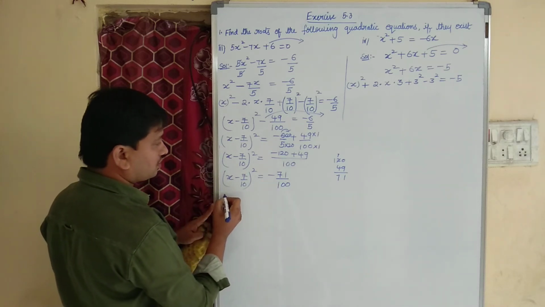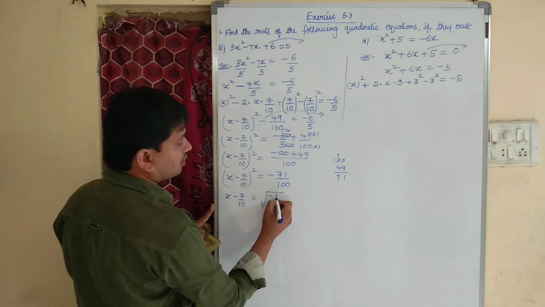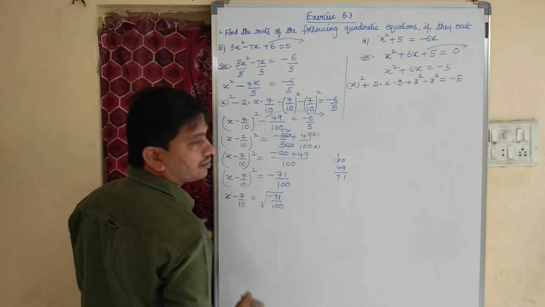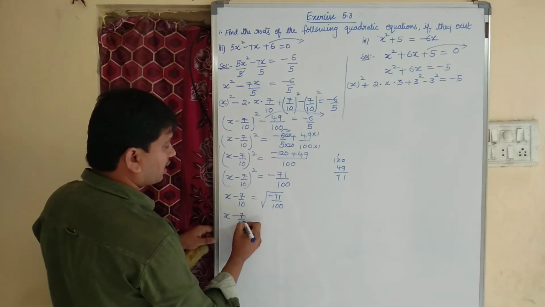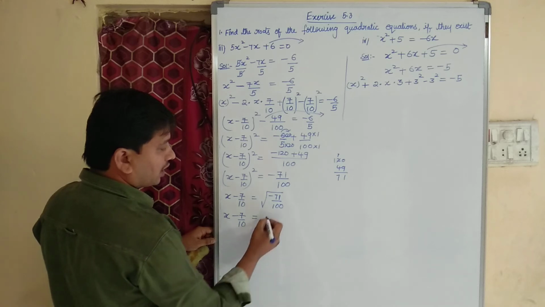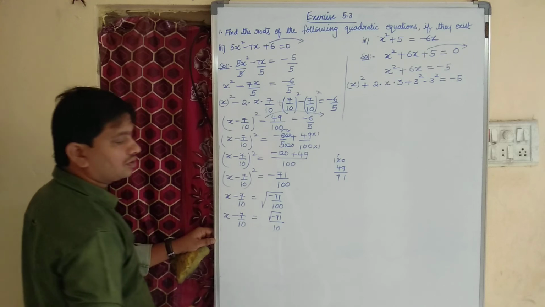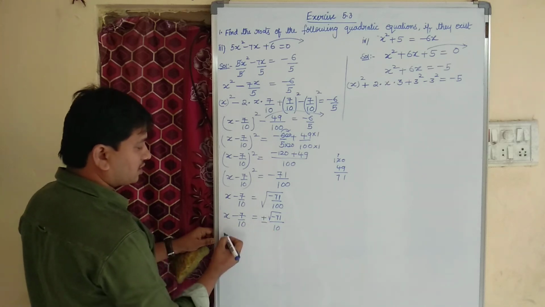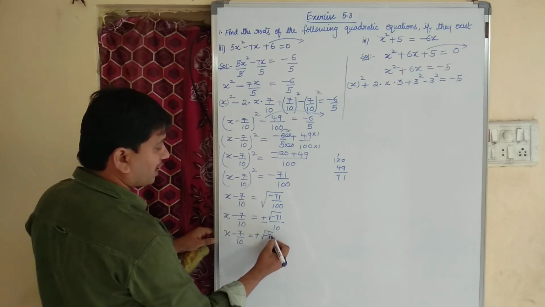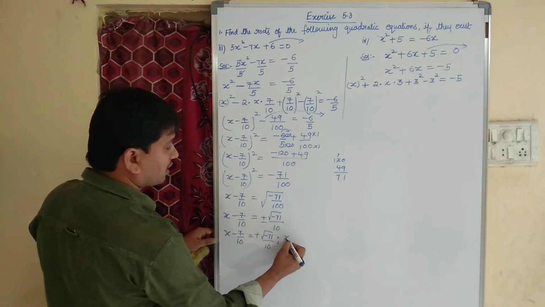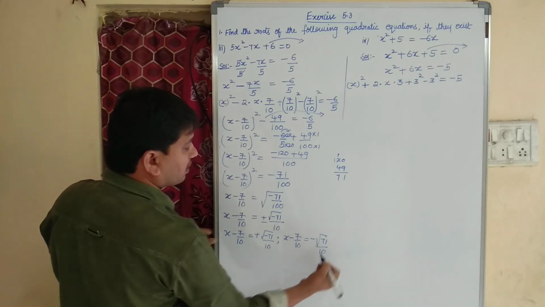Square you transpose, children. If you transpose the square towards the right hand side, it will become root over minus 71 by 100. Right? So x minus 7 by 10 equal to, this I can write as root over minus 71 by root 100, which is nothing but 10. That is plus or minus. So one is x minus 7 by 10 equal to plus root minus 71 by 10. Second one is x minus 7 by 10 equal to minus root minus 71 by 10.